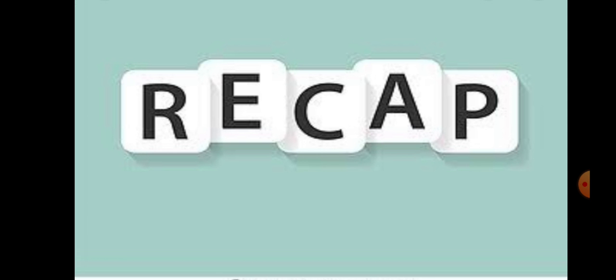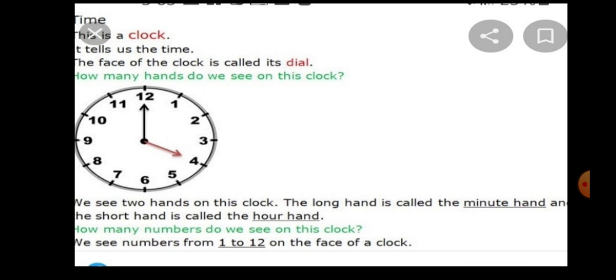Let us recapitulate. This is a clock. It tells us the time. The face of the clock is called the dial. We see two hands on this clock. The long hand is called the minutes hand and the short hand is called the hour hand. We see the numbers from 1 to 12 on the face of a clock.